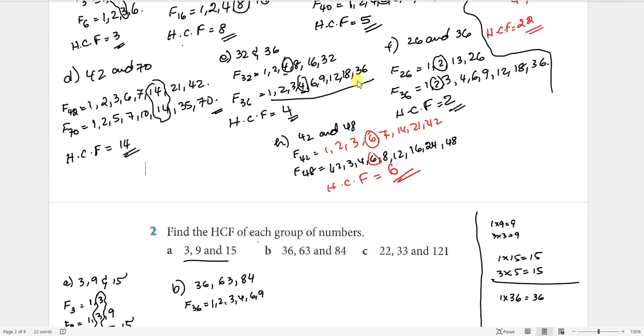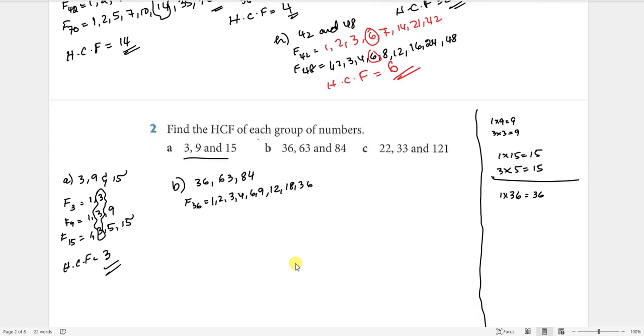12, 18, and 36. Now we have to find factors of 63.